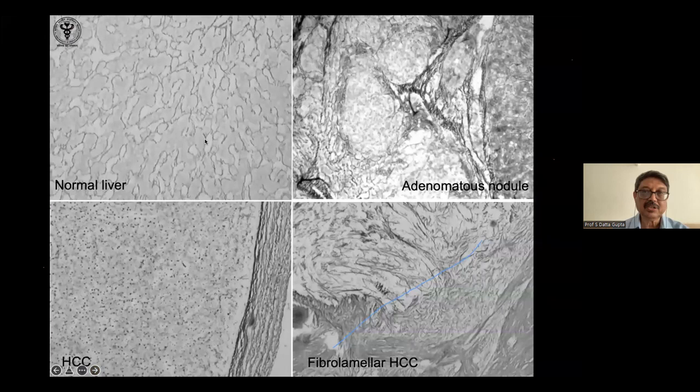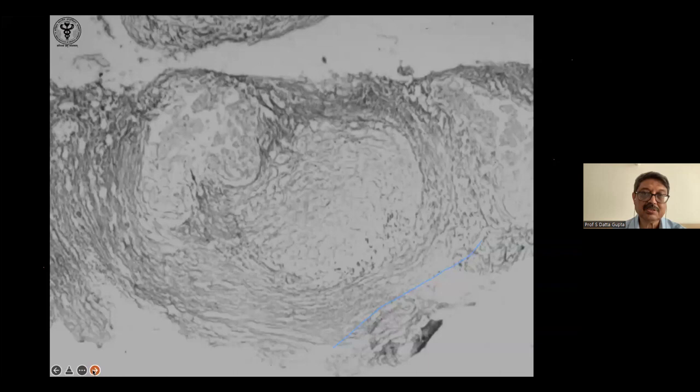When the reticulin disappears, then you worry. In an HCC, generally the reticulin is lost. This is a poor man's way of telling that you're dealing with HCC. In an adenomatous nodule, there is a partial loss of reticulin. Because the sinusoids are not formed well in HCC, the reticulin gets lost. So this is a cirrhosis, biliary type of cirrhosis, where you can see.